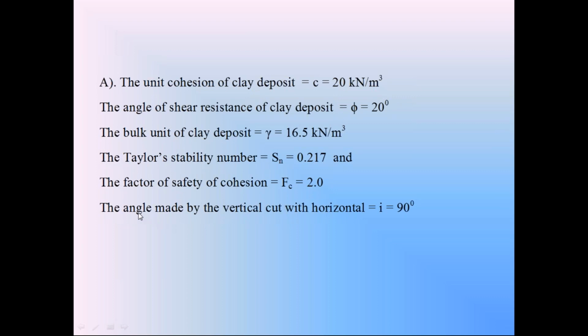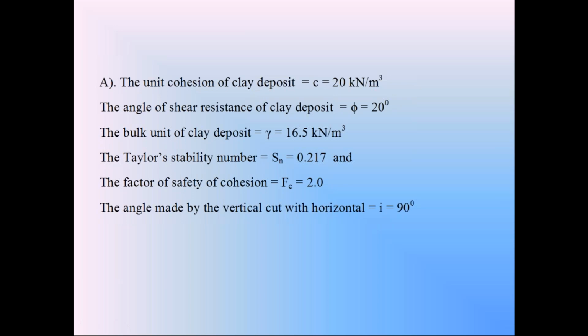Then we know the slope is a vertical cut. Since the side slope is a vertical cut with the horizontal, that vertical cut makes an angle of 90 degrees. I need this i value because in the problem I am using Culmann's method also. Now coming to the solution.